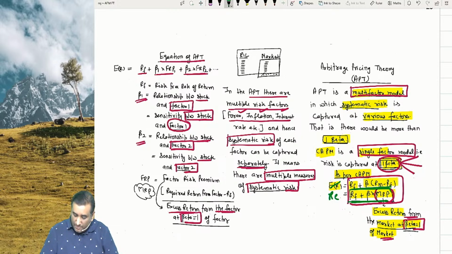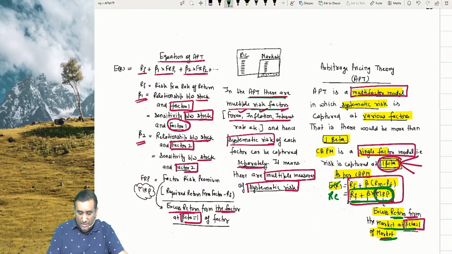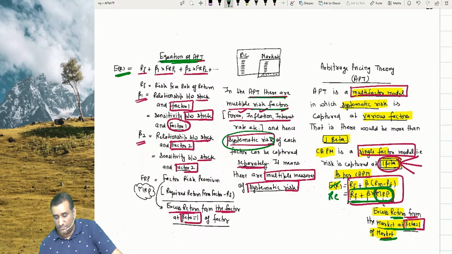Remember this word MRP. MRP is the excess return from the market when the beta of the market is equal to 1. Instead of beta capturing the systematic risk, the systematic risk was forex, for example, interest rate, inflation. These are different factors. So if you calculate different factors, then that becomes the APT world. In the APT, there are multiple risk factors which can capture the systematic risk, and accordingly we can create a formula. The equation of APT would be the same as what we have for the CAPM. Instead, we'll have risk free plus beta 1 into FRP1, beta 2 into FRP2.